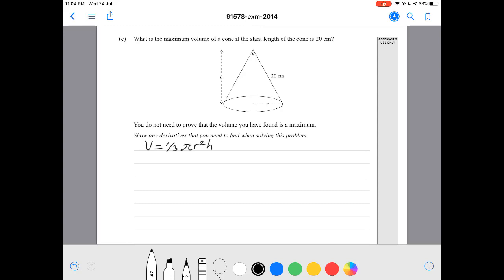The question tells you to find the maximum volume, so you think you have to find the derivative. However, you have two unknown variables, which means you can't actually find the derivative. You need to find one variable in terms of the other, and then replace that variable inside the volume formula, and then find the derivative.